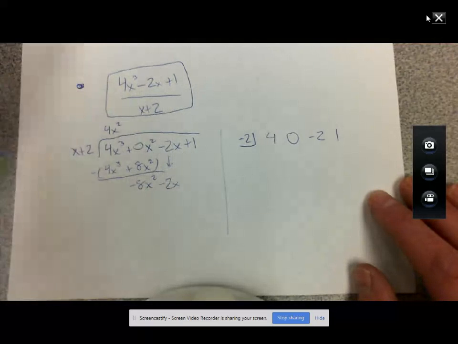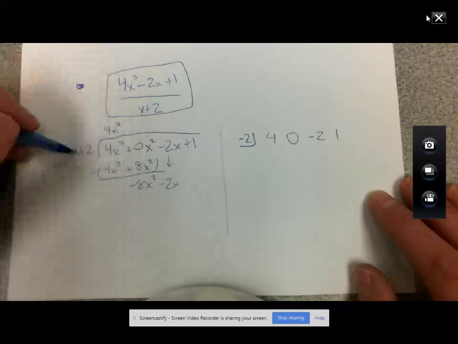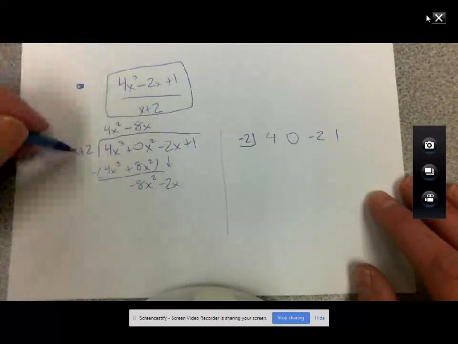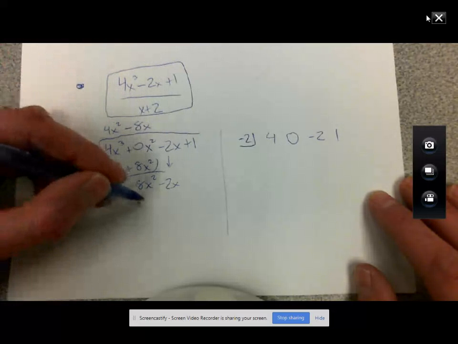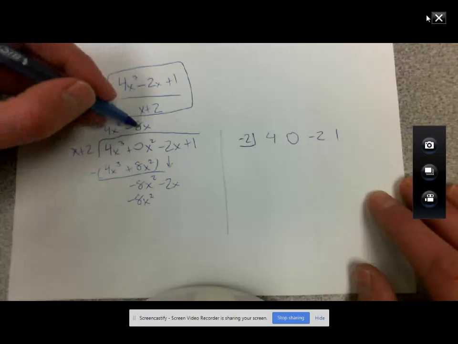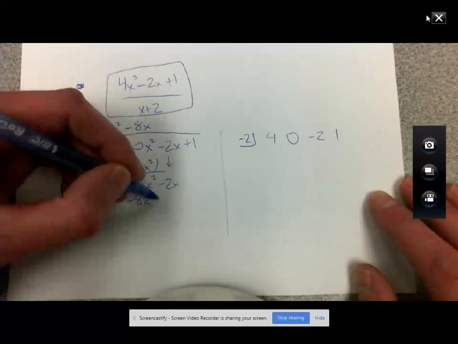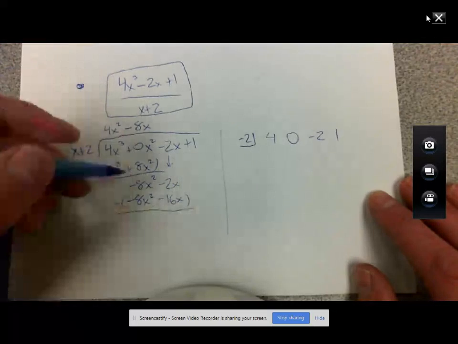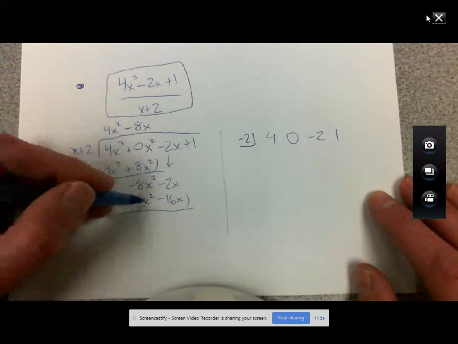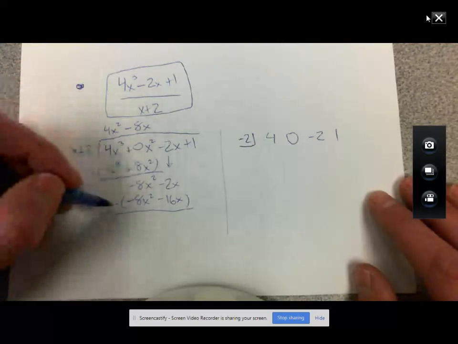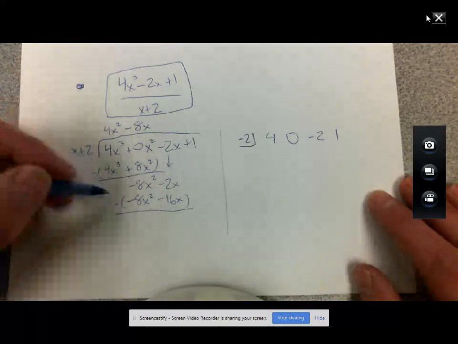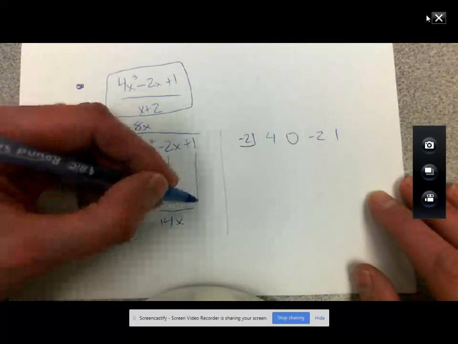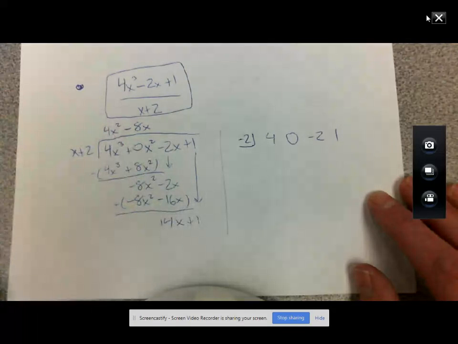Bring down the next term. Something times x is negative 8x squared. Well, negative 8x times x will give me negative 8x squared. And negative 8x times 2 is going to give me negative 16x. I'm subtracting. Negative 8x squared minus a negative 8x squared is 0. Negative 2x minus a negative 16x. Remember, when you subtract a negative, that's like adding. So we get 14x. Bring down the last term here, 1.